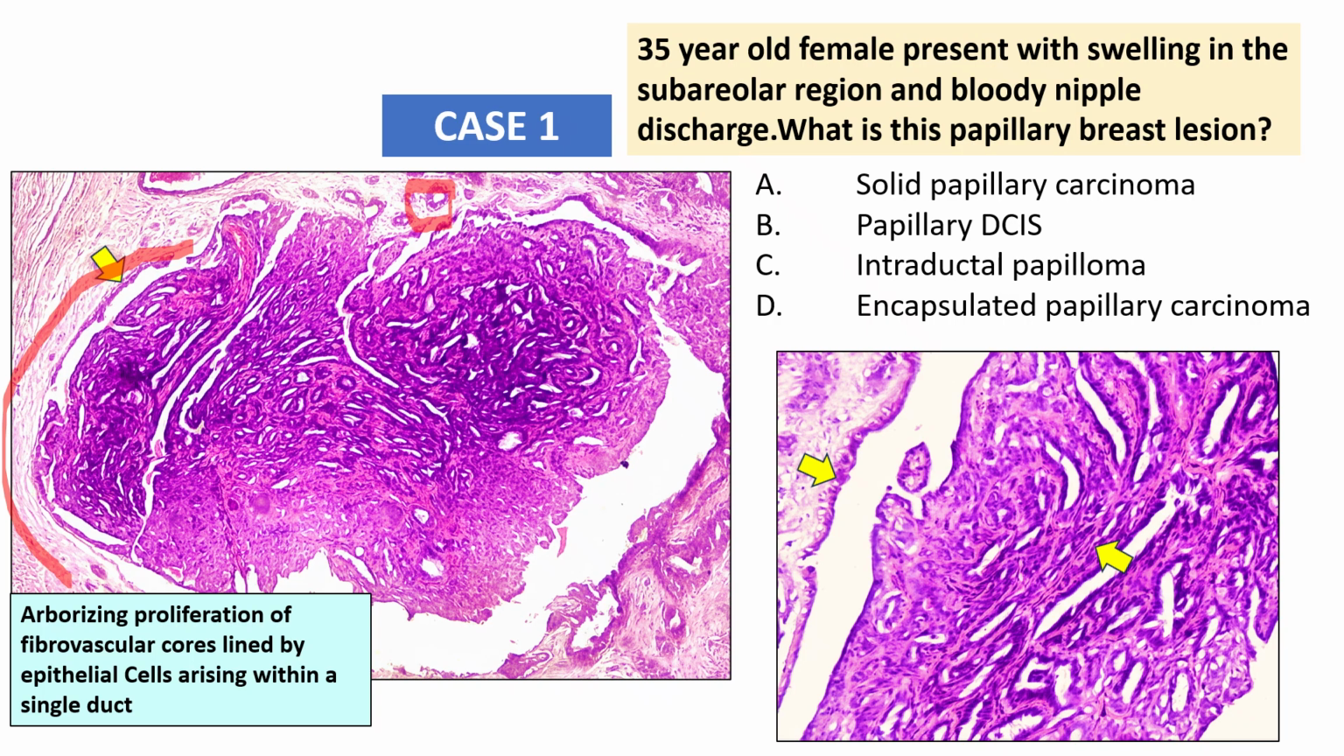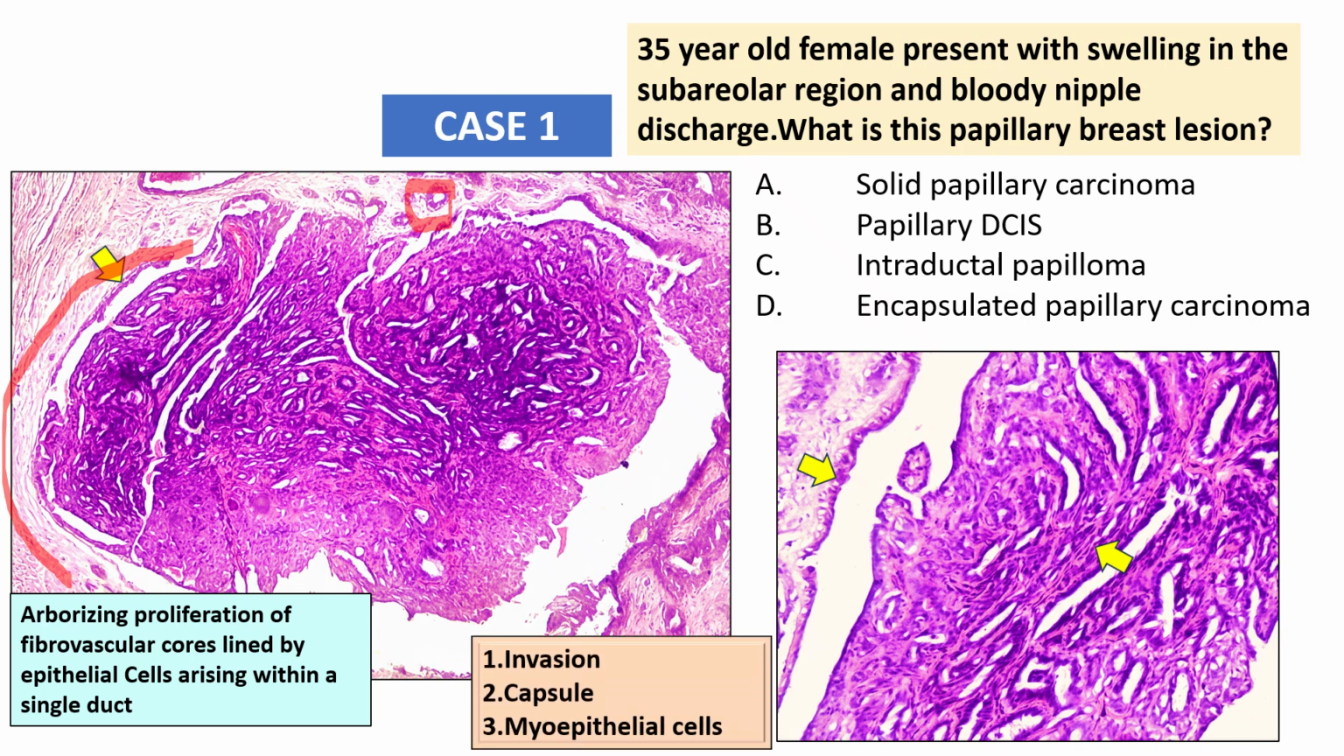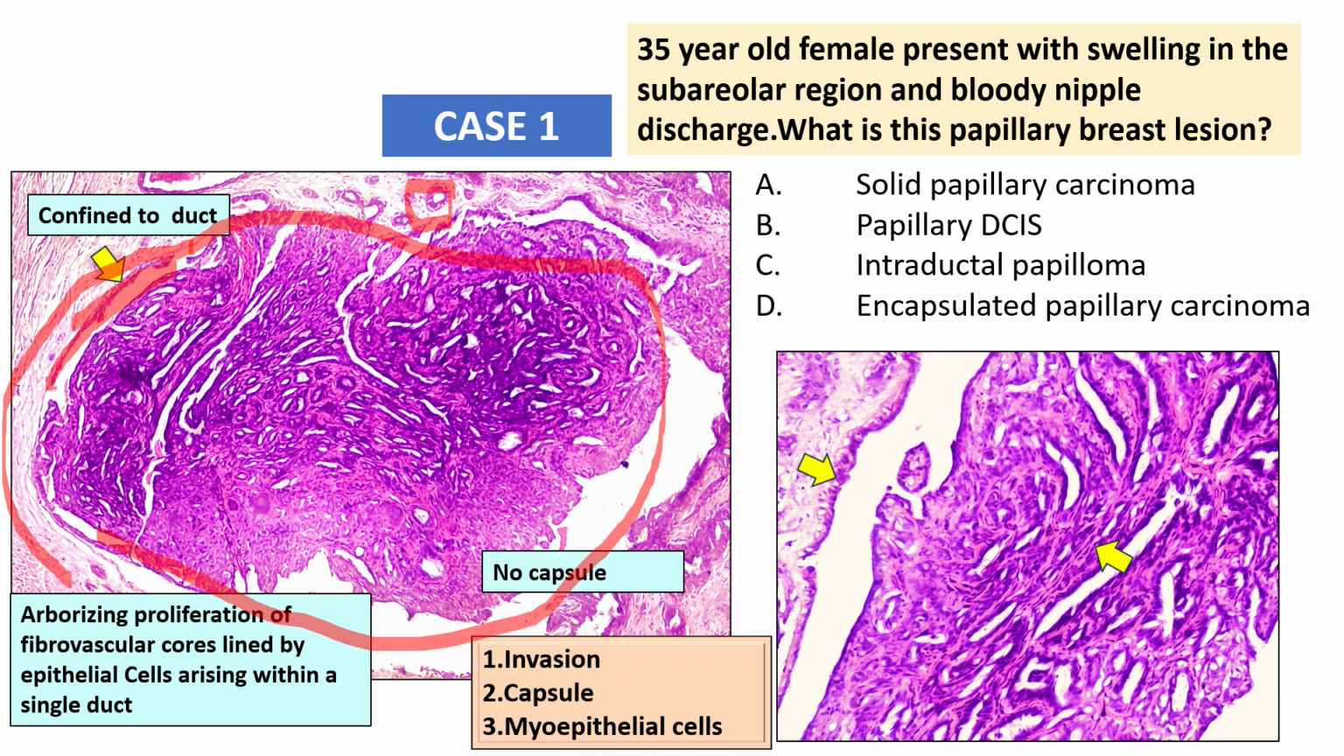Okay. So next thing, what did I tell you? You should look for one, invasion, next is capsule and myoepithelial cells. First we'll see whether invasion is there or not. Are you able to see invasion here? No. So it is confined to the duct. The entire lesion is confined within a duct. It has not extended beyond the duct. So there is no stromal invasion. That is the first thing. Next is capsule. Whether there is any capsule? No. There is no capsule.